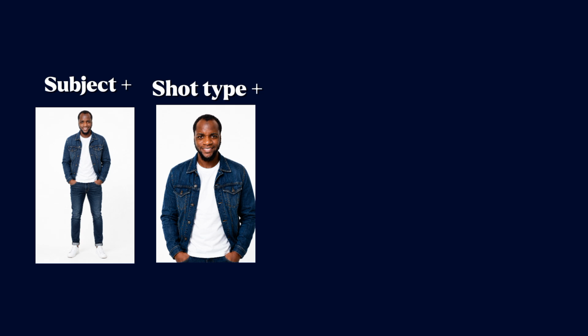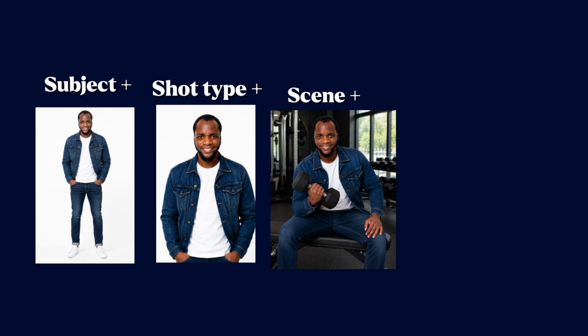Then you add the scene. Where is the location of the incident? Where is it happening? Give the AI some context. In this case, I'm inside a gym house.